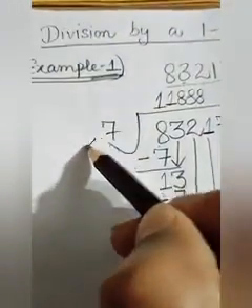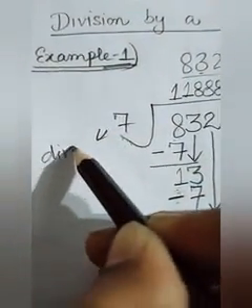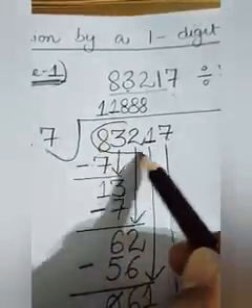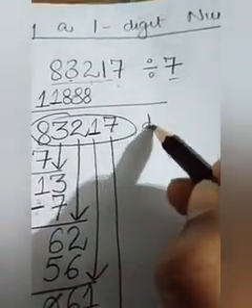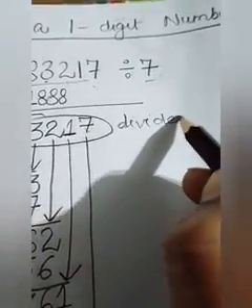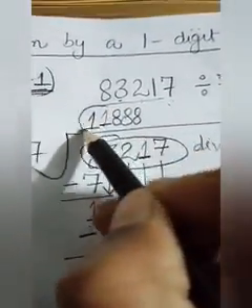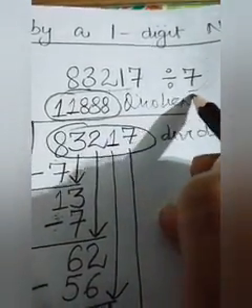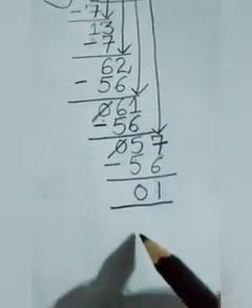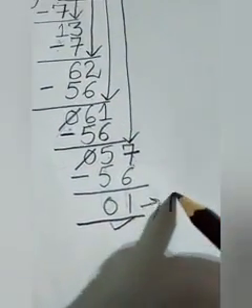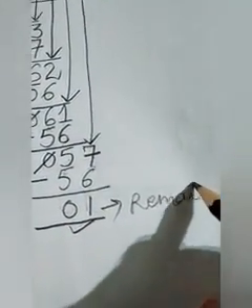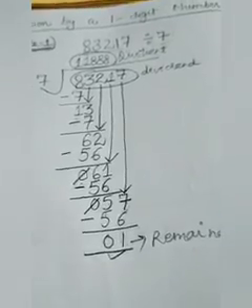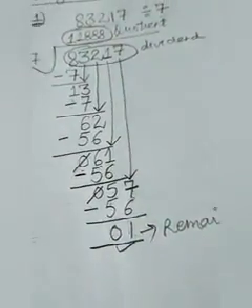So here this is called the divisor. This number is the dividend. This we got is the quotient, and this number is called the remainder. So here you have come to know all the terms of the division.